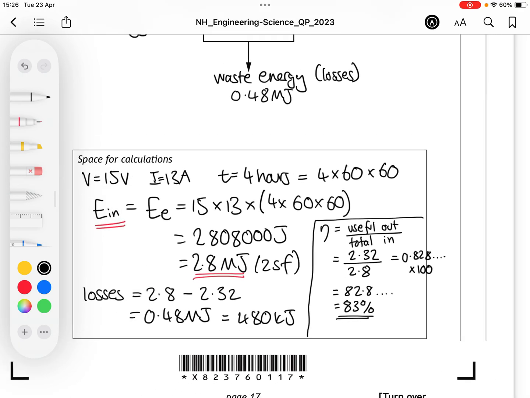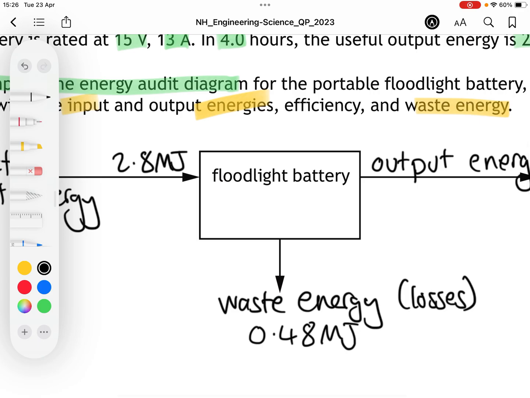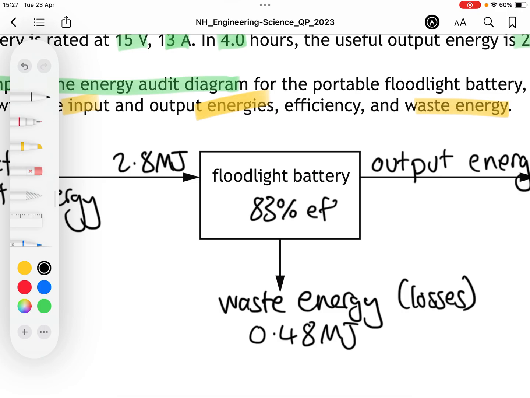Don't leave your answer down there, however. Make sure you put it into this diagram where I'm expecting it. So the floodlight battery there is going to have an 83% efficiency.